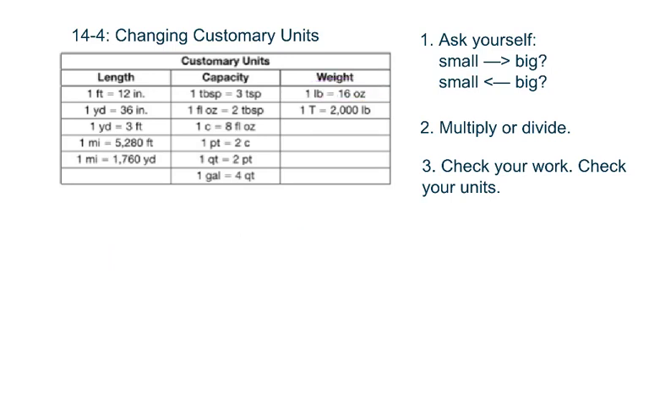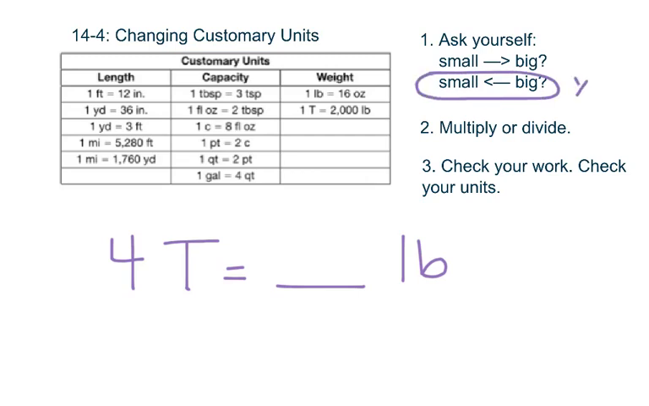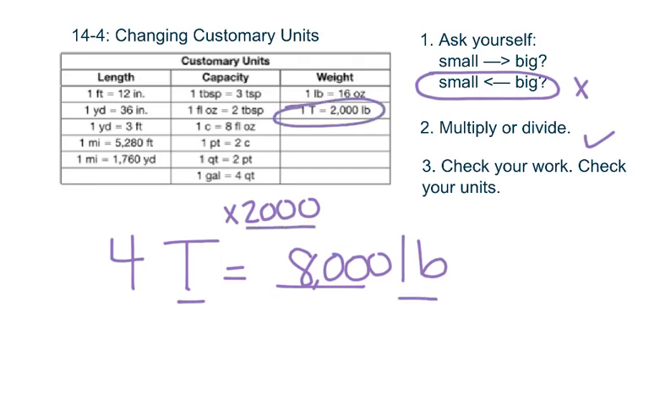Let's try one more. This time around, let's say I have 4 tons. I want to change 4 tons into pounds. Well, this time around, I'm going from big to small, so I'm going to multiply. And I know there are 2,000 pounds in 1 ton, so I multiply by 2,000. 4 times 2 is 8, and I attach 3 zeros. So 4 tons is the same as 8,000 pounds. I did my multiplication or division, check my work, big to small, I multiply, I have the correct conversion, so I'm all set.